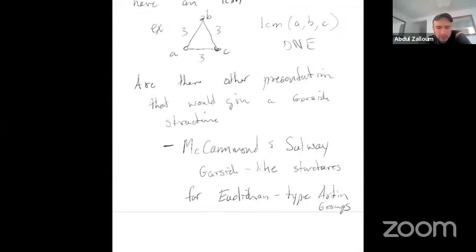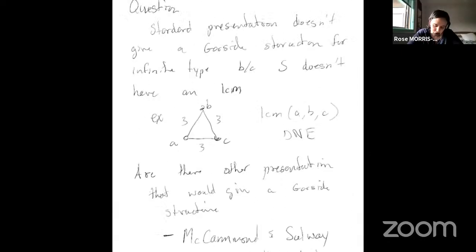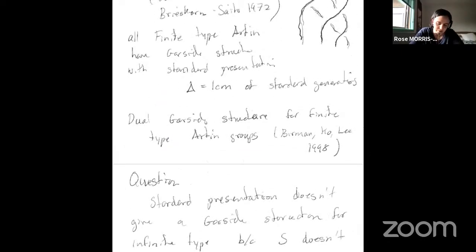Let's see. Rose, we have a question in the chat, asking if different Garside structures for the same group are related. They are related. Or not necessarily all of them, but there's a reason that this is called the dual Garside structure. They have a relationship where you can go back and forth between them. And for a given Garside group, you can usually get a dual Garside structure.